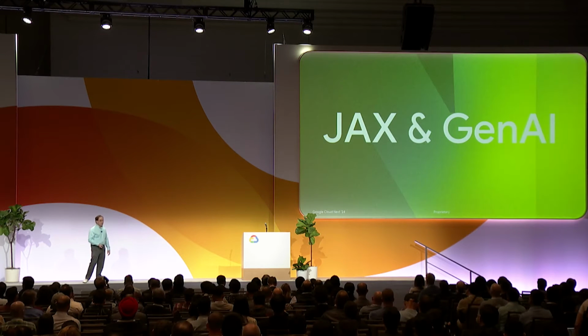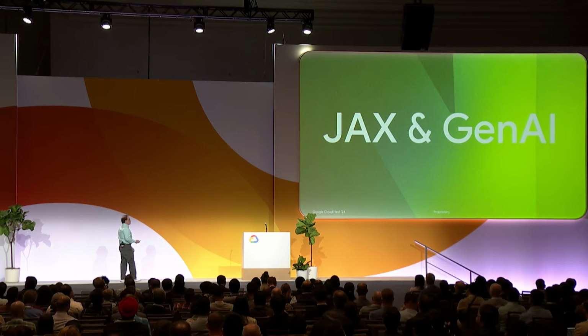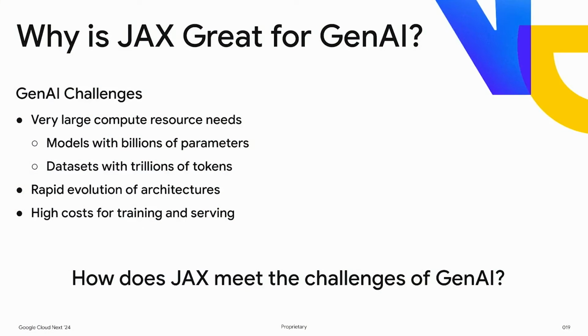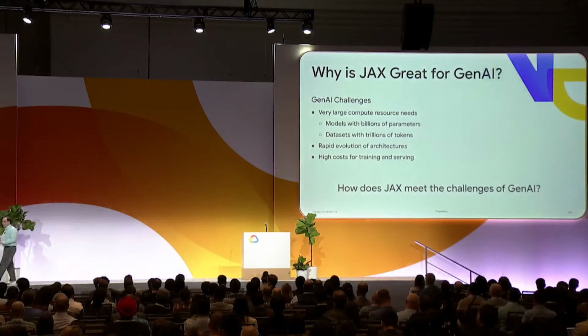All right. So how does JAX help us with Gen AI? Well, there's some challenges that we all know, and if we didn't know before, we do now. Very large compute resource needs. Models are huge, billions of parameters, only getting bigger. Data sets are huge, trillions of tokens. And everything's changing fast. There's new stuff all the time. So adaptability is incredibly important here. And at the end of the day, what we're trying to do is manage our costs. So there's the cost of training and serving our models, also the cost of developing and adapting our models.